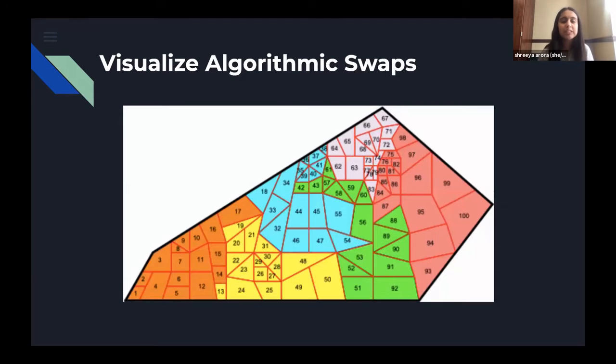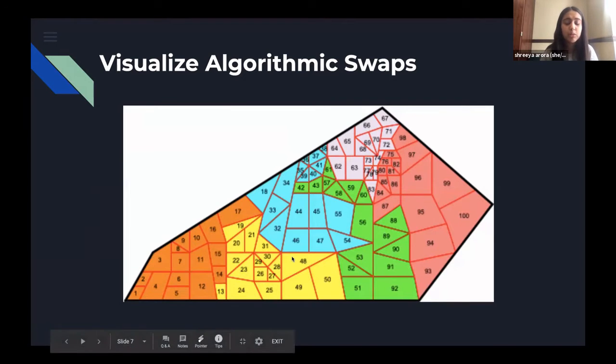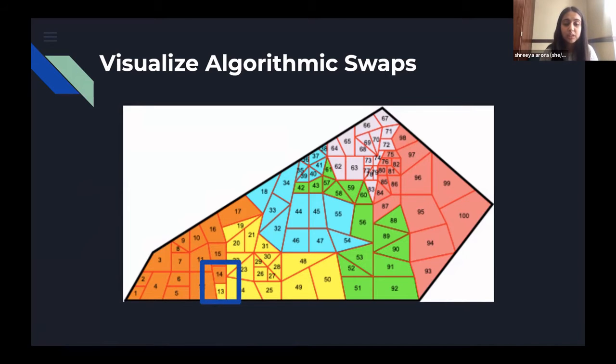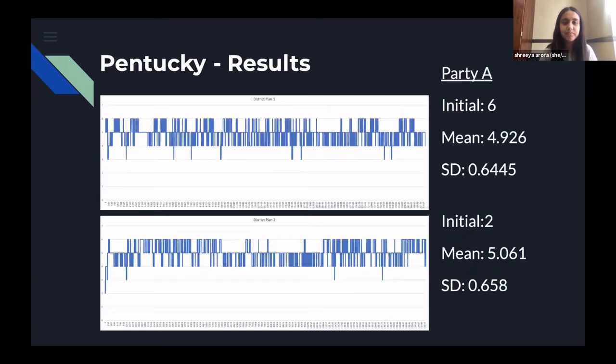So here's a visualization of how the algorithmic swap would work. So let's say we're looking at District 1, which is the orange, and District 2, which is the yellow. So we're going to switch. We can see that 13 and 14 would be a legal swap. So that means if I switched precinct 13 into District 1, it would not disrupt the population bounds. So we would add 13 to District 1, remove it from District 2, and then recalculate the vote counter and see which party would win the district seats.